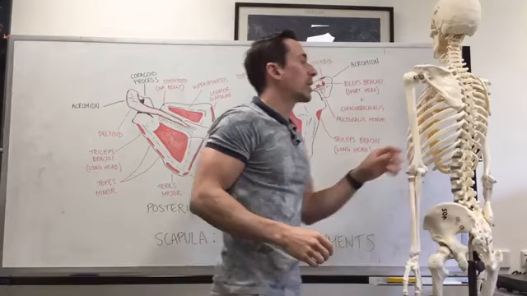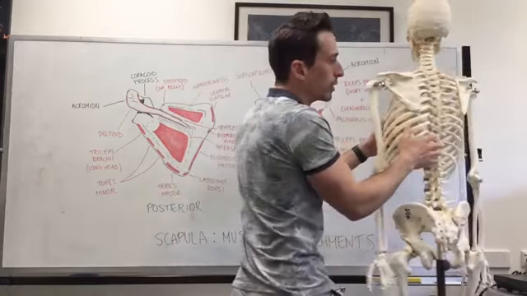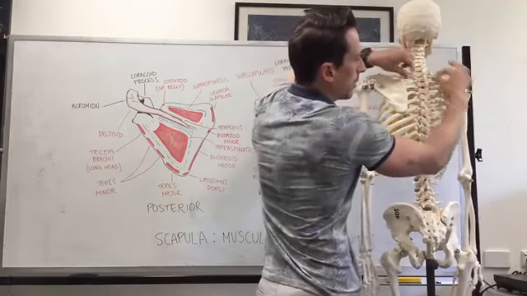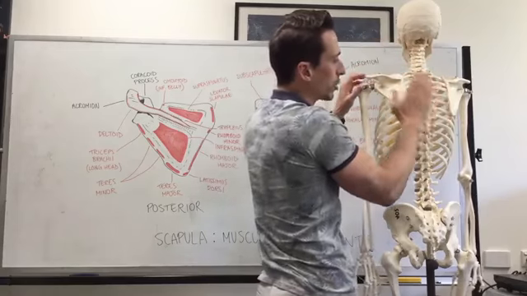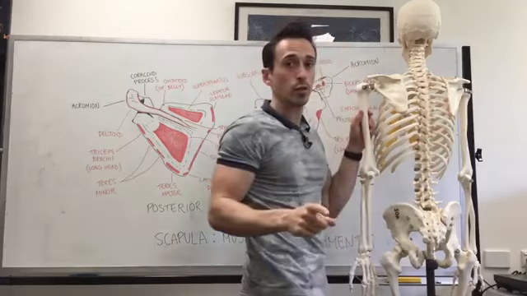When it comes to retraction, what we want predominantly are the rhomboids. You've got rhomboid minor, which has its attachments here, and rhomboid major, which has its attachments here. They're important when it comes to retraction, and also the horizontal and inferior fibers of the trapezius.